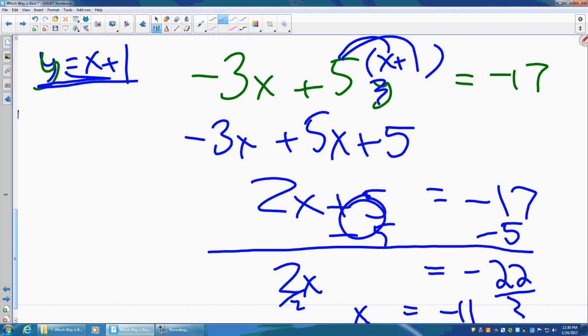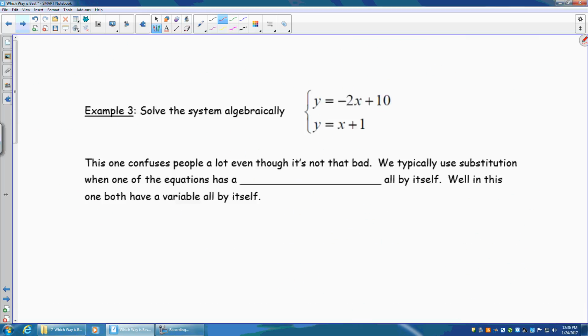So that was a little bit more work than elimination, but now this is pretty easy. I just need to take this negative 11 and plug it in right up there. And I end up getting negative 11 plus 1, which is negative 10. So now my coordinate is negative 11 comma negative 10. And that's substitution.